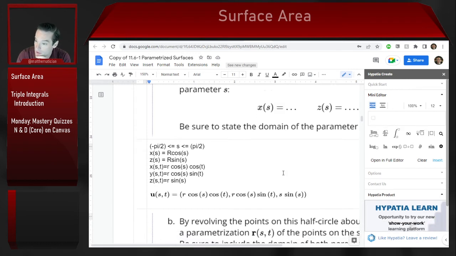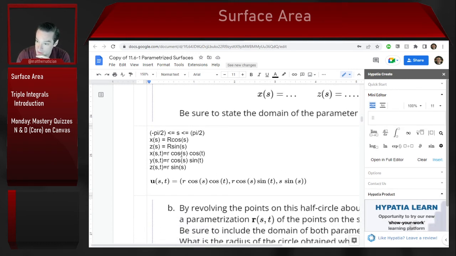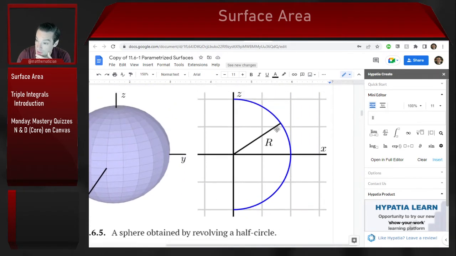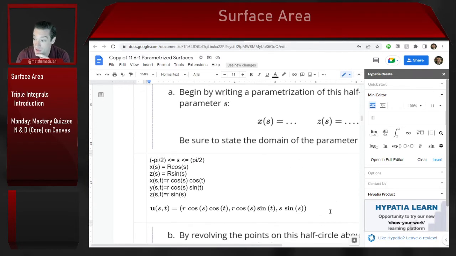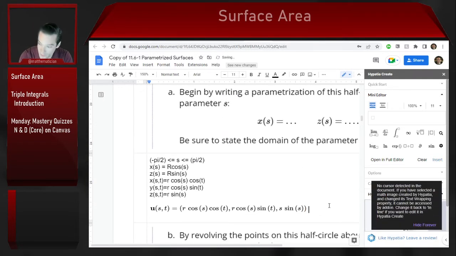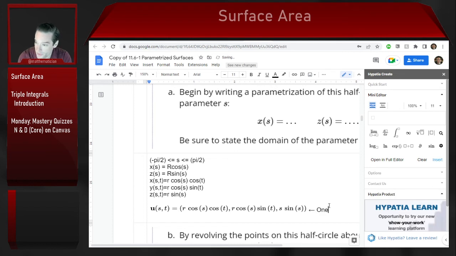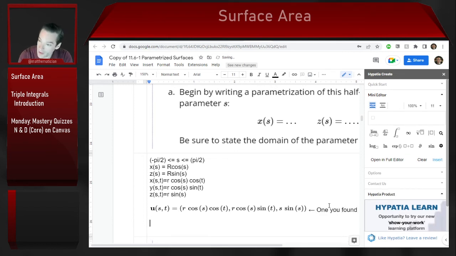Now, when you did this problem, you made the decision to represent the angle s. Actually, the angle s was the azimuthal angle, so I misspoke on that. You chose to represent s as being measured from the positive x-axis instead of the positive z-axis. So you got a parameterization that's a little bit different. So this is the one that you found for the sphere, which is a valid parameterization.